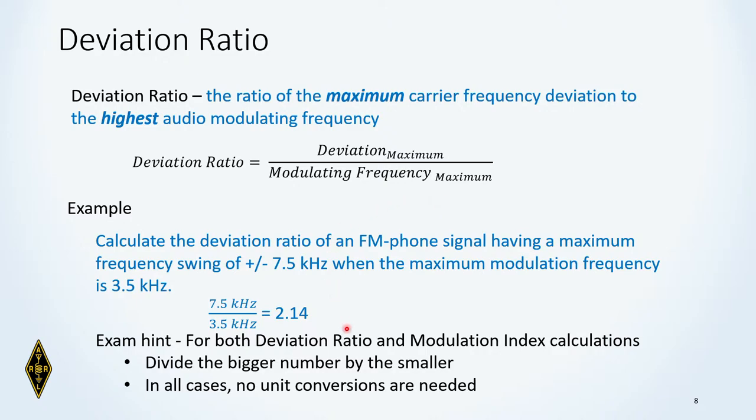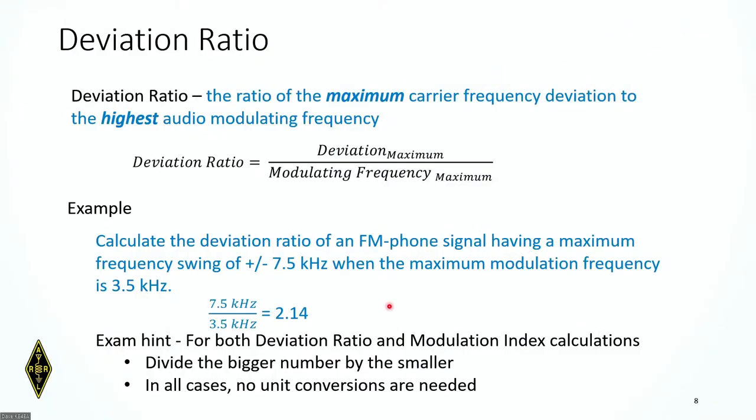And here's an example that is actually a pool question. Calculate the deviation ratio of an FM phone signal having a maximum frequency swing of plus or minus 7.5 kilohertz when the maximum modulation frequency is 3.5 kilohertz. Well, this wouldn't be a very realistic example because we know that most of our amateur transceivers will limit you to 5 kilohertz, and the highest audio frequency is usually 3 kilohertz voice frequency that's allowed to pass. So this isn't a very realistic example, but the math works. 7.5 over 3.5 is 2.14, which would be the answer to that question.